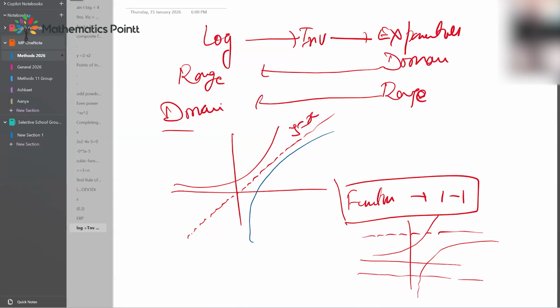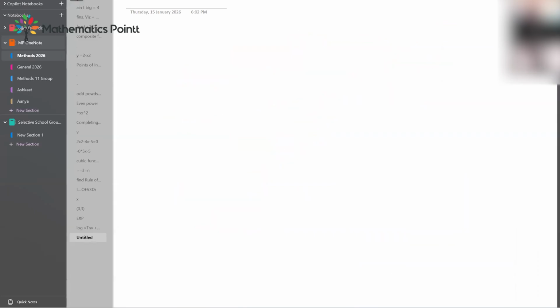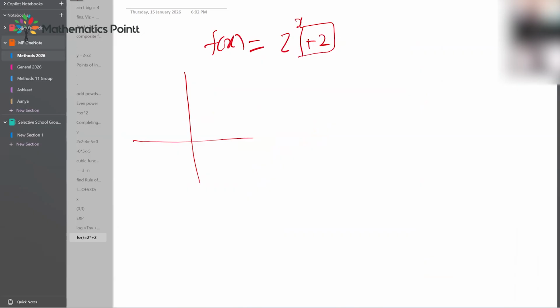Moving forward, another point: f of x is, let us say, 2 raised to the power of x plus 2. I told you that if you got this kind of an exponential function, the y translation acts as the asymptote. So that means y equals 2 is the asymptote, and this is how your graph is going to look like.